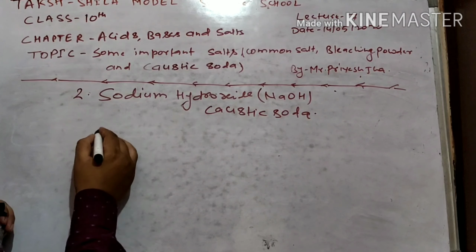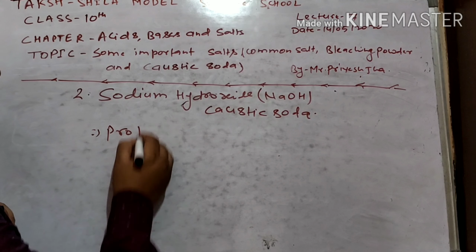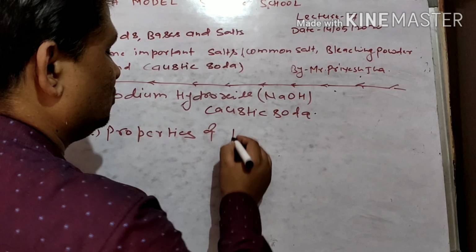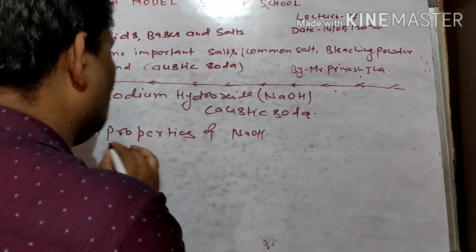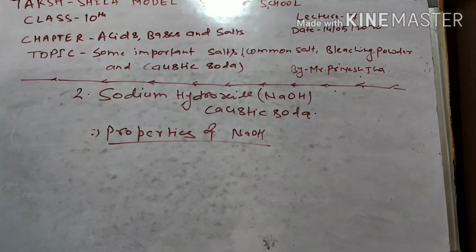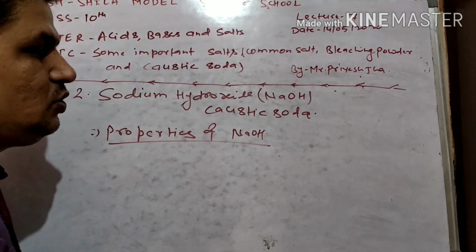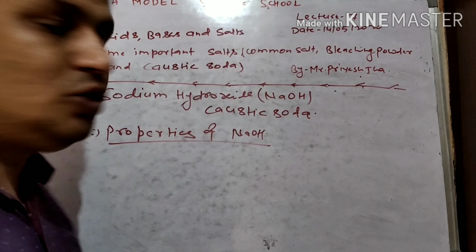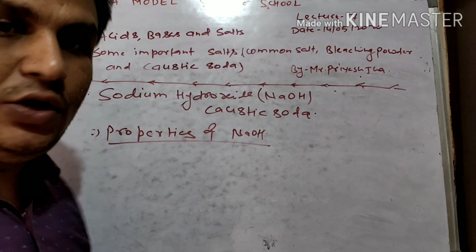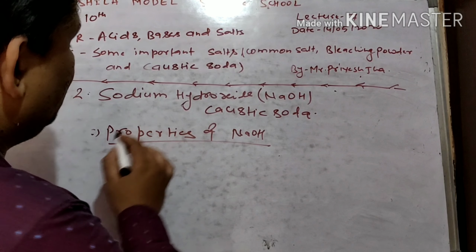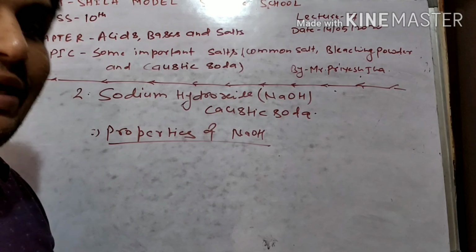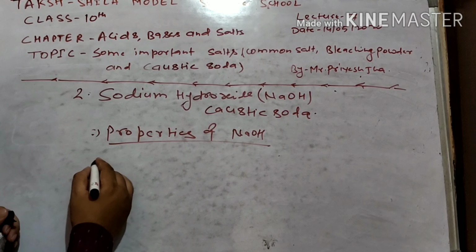Properties of NaOH. Generally, the nature of sodium hydroxide is basic and it is a strong base because it completely decomposes to produce a large amount of hydroxyl ions. So the nature of sodium hydroxide is basic. And the next one is usage of sodium hydroxide.